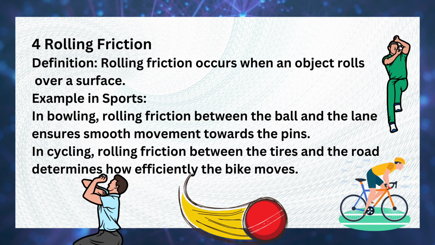4. Rolling friction. Rolling friction occurs when an object rolls over a surface. Example in sports, in bowling, rolling friction between the ball and the lane ensures smooth movement towards the pins. In cycling, rolling friction between the tires and the road determines how efficiently the bike moves.